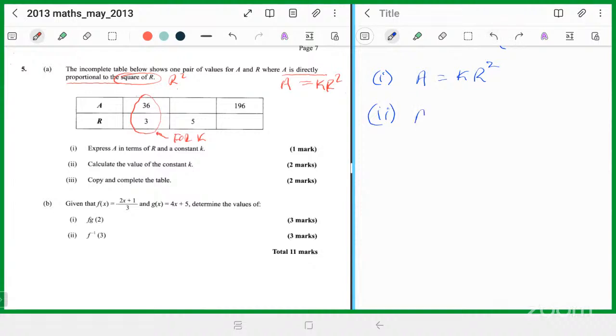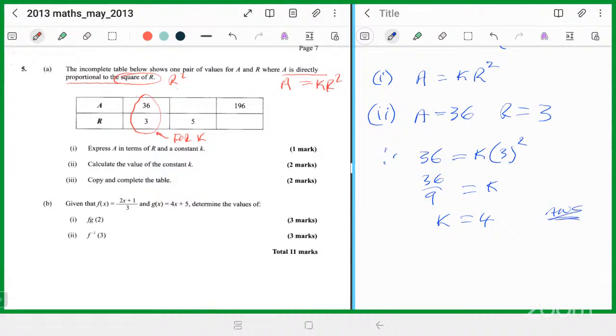So note that A is equal to 36 and R is equal to 3. Plug these values in, and it means that 36 equals k times 3 squared, the R value squared. So this is 9. Divide by the 9 to get k. k equals 36 over 9, which is 4. k is equal to 4.